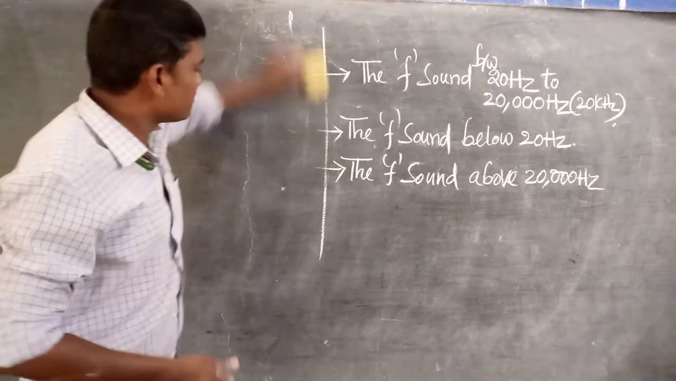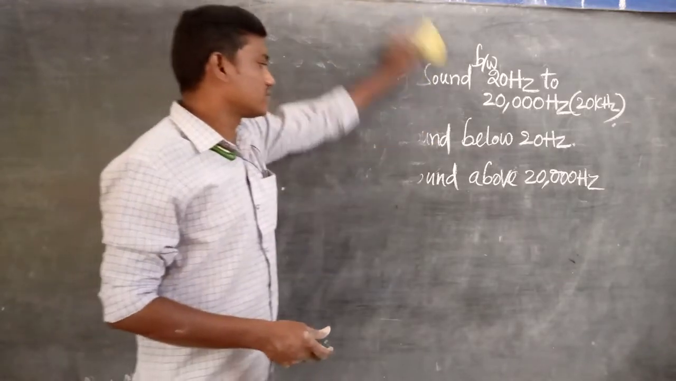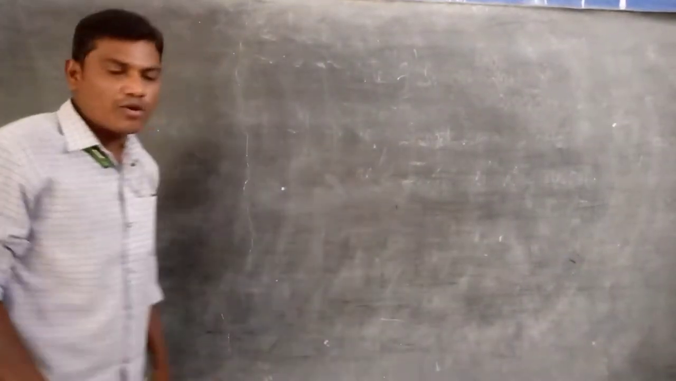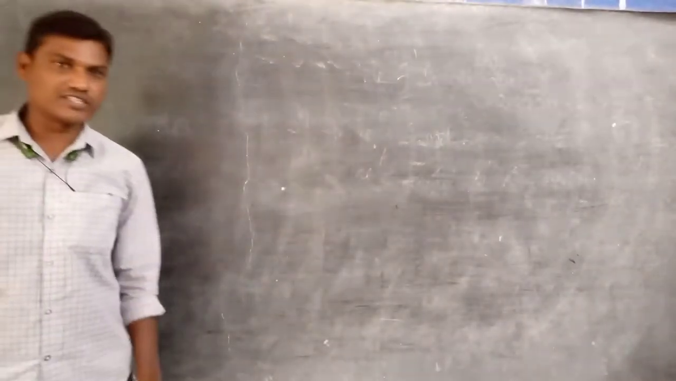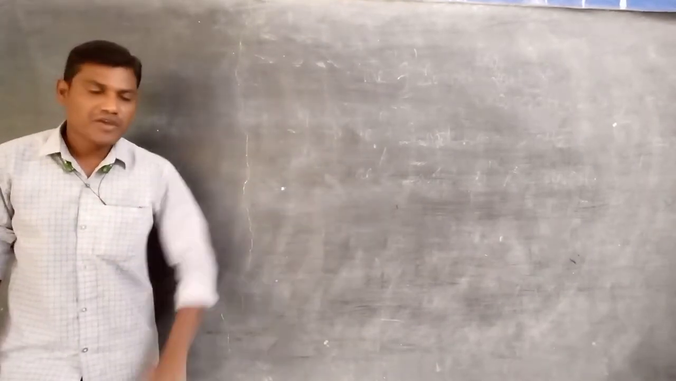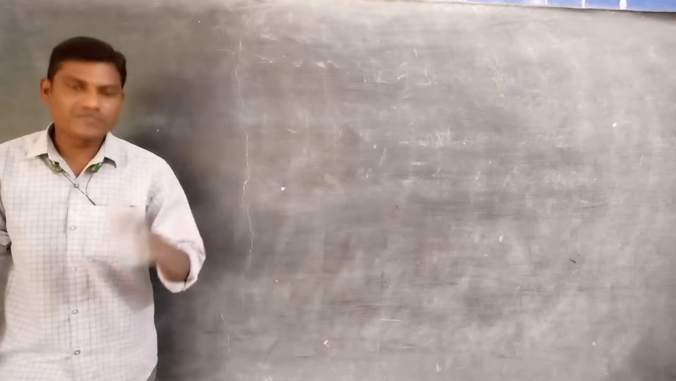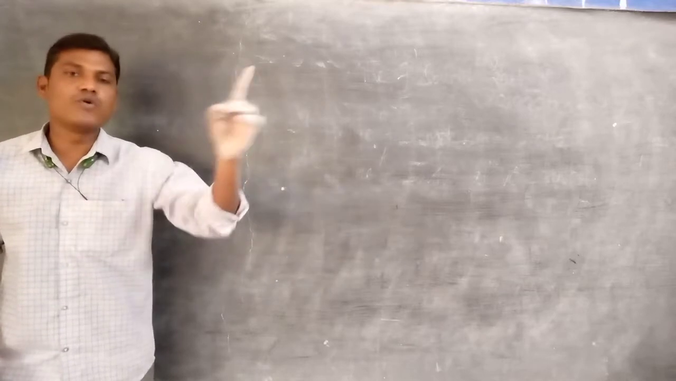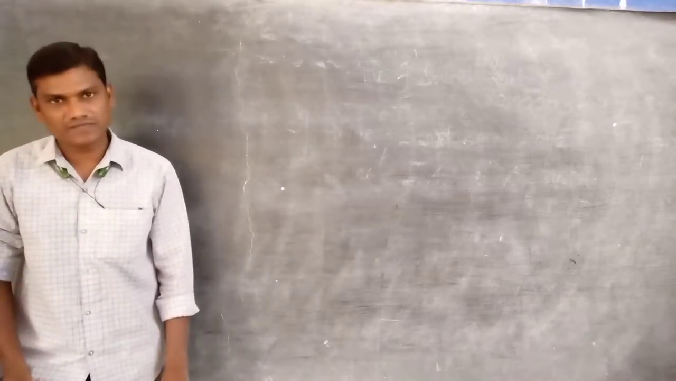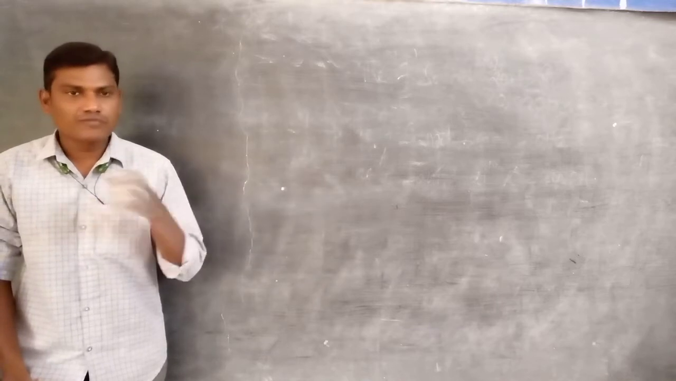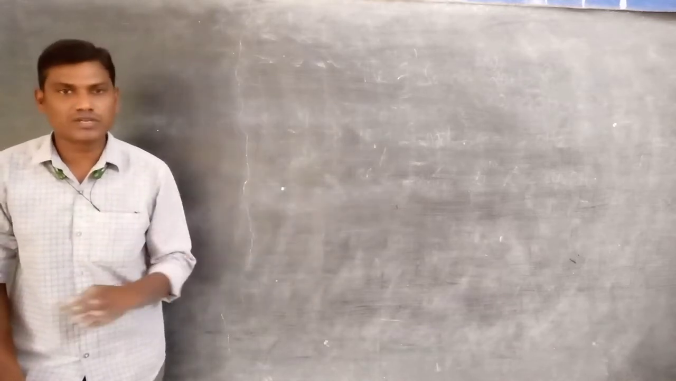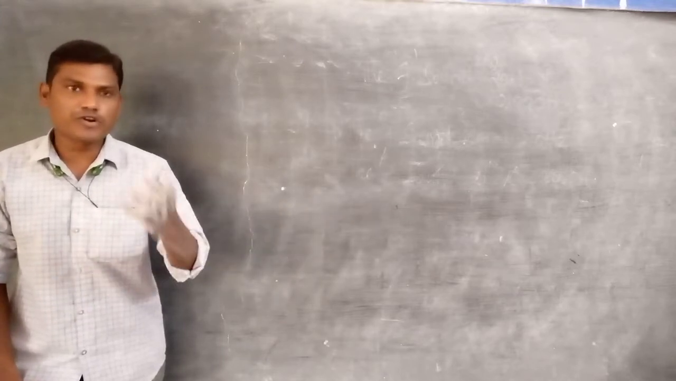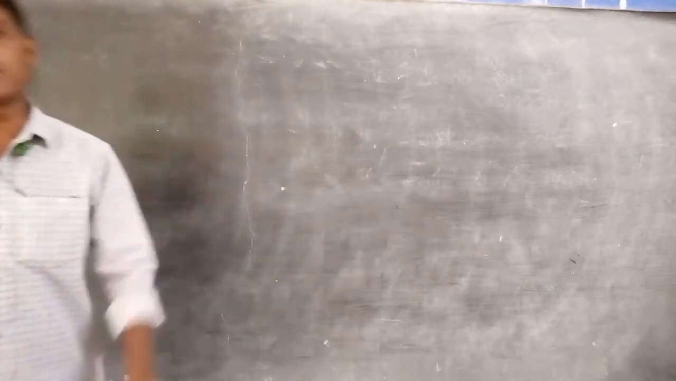Here, mainly frequency is very important. In the following, which frequency is called audible range? 20 to 20,000 Hz. Which frequency is called infrasonic sound? Below 20 Hz. Which frequency do we call ultrasonic sound? Above 20,000 Hz. During an earthquake, which type of sounds are produced? Infrasonic sounds. When the bat travels from one place to another, which sound do they produce and receive? Ultrasonic sounds.